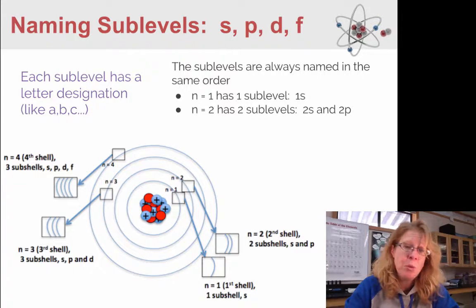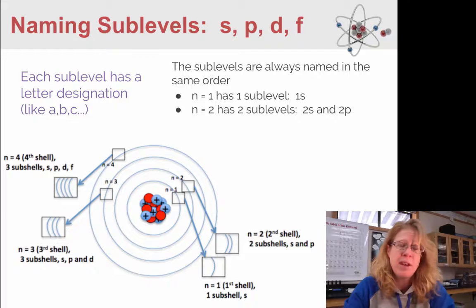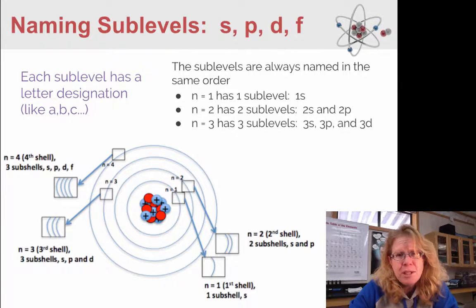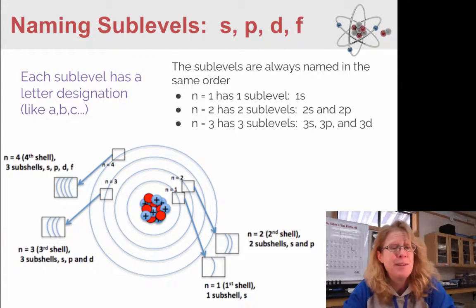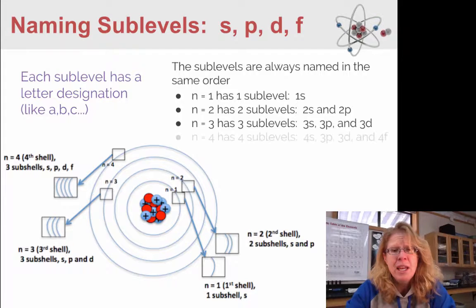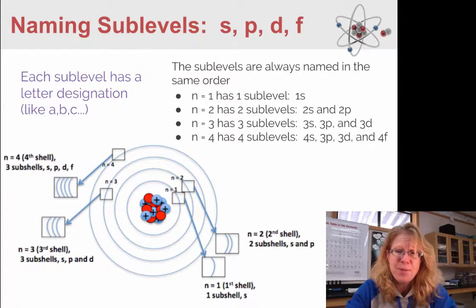Helps to distinguish it between the 1s and the 2s, so that's why you have to have the number out in front. Third one has 3 sublevels. They're S, P, and then D is the third one, so 3S, 3P, and 3D. And then the fourth one has 4 sublevels, is where the F comes into play.